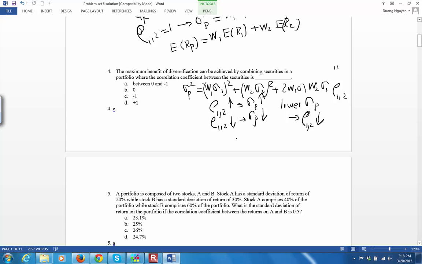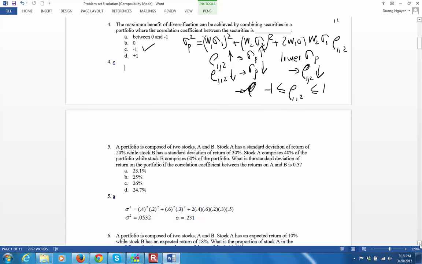How low can it get? The correlation between 1 and 2 takes values between -1 and +1. So the lower the better. If you want to lower the risk of your portfolio, you choose stocks that have lower correlation, and the lowest correlation can get is -1. So at -1, you have the maximum benefit of diversification.